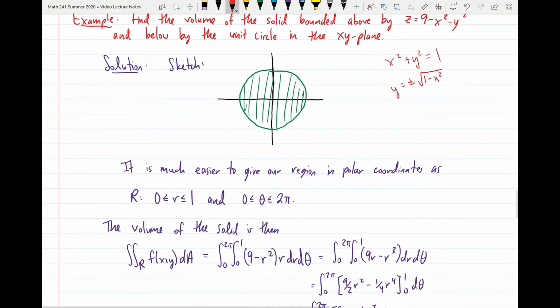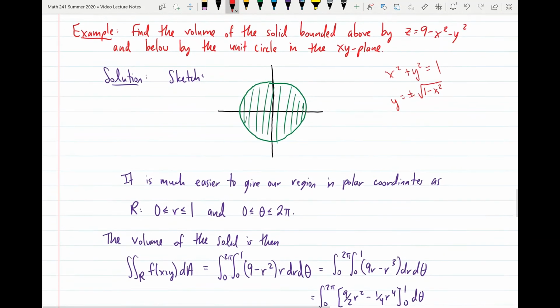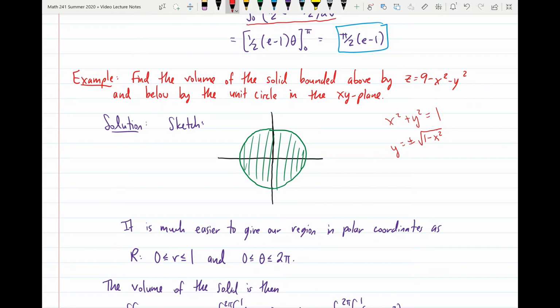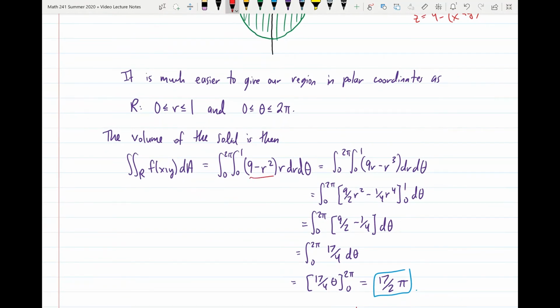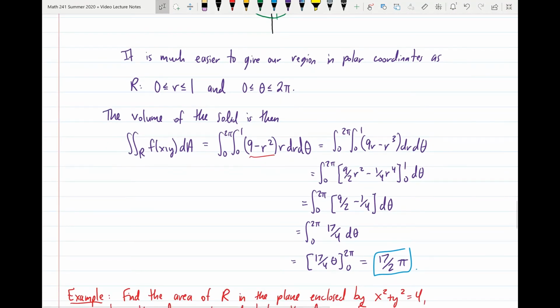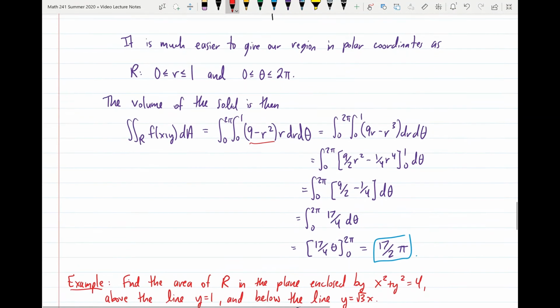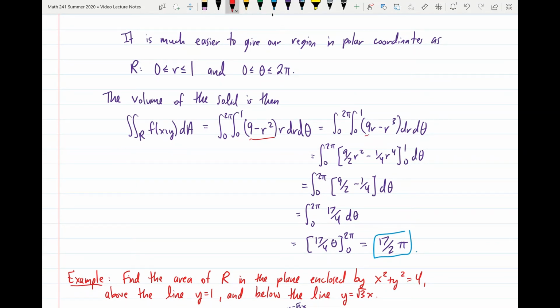So what happened there with that substitution 9 minus r squared? Well, remember that z is equal to 9 minus x squared minus y squared. We could also write that as z is equal to 9 minus the quantity x squared plus y squared. And we know that x squared plus y squared is equal to r squared. So that's where the 9 minus r squared is coming from. And then we can distribute the r through there. So that gives us a 9r minus r cubed here.